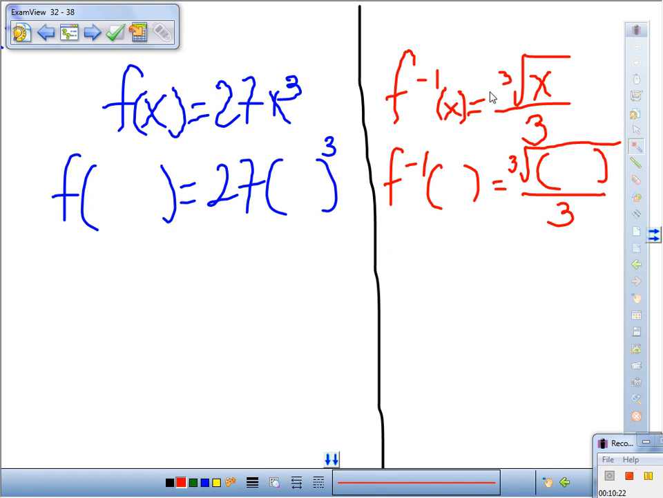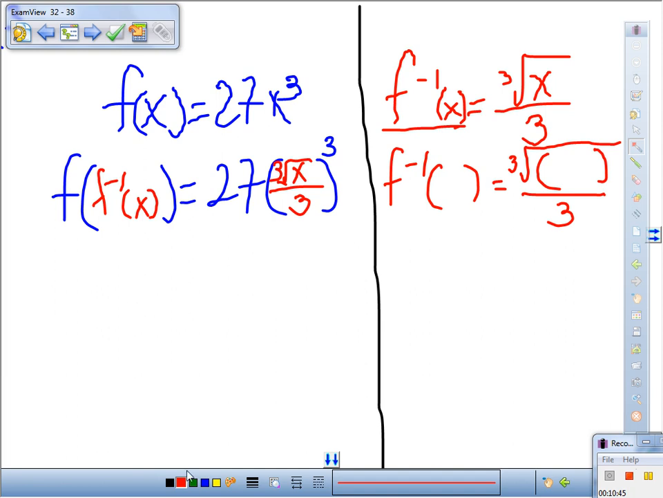Why did I do that? Because when I check this one, I need to input this in here. So check this out. I'm going to go with the inverse. So I write f inverse of x. Did everybody notice that I input this right here? So what goes right there? This. Cube root of x over 3. Yes? All right, so let's finish checking this one, and then we're going to check the other.